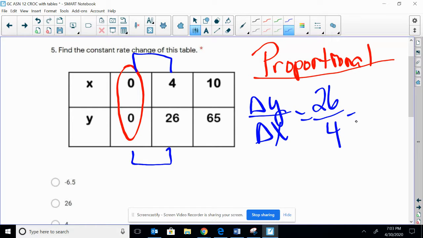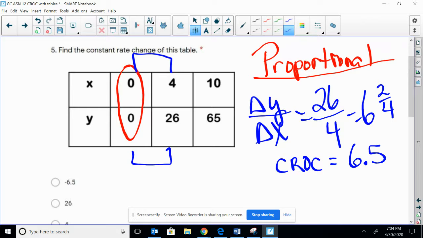All right, now 4 does not go evenly into 26. It does go 6 times into 24. So 6 whole times, 2 remaining. So my constant rate of change is 6.5 or 6 5/10, however you want to write it.